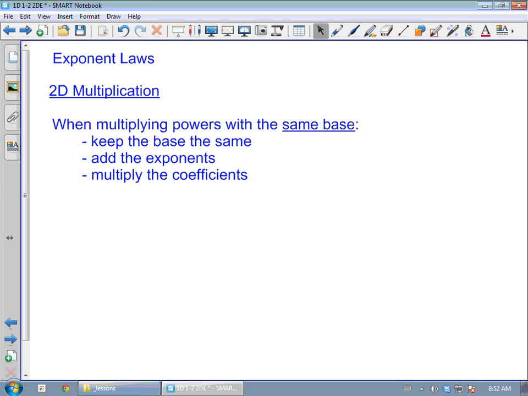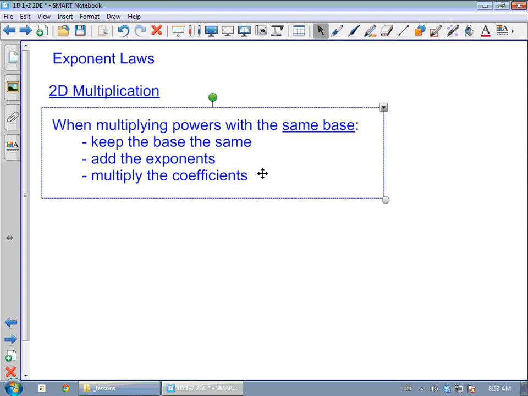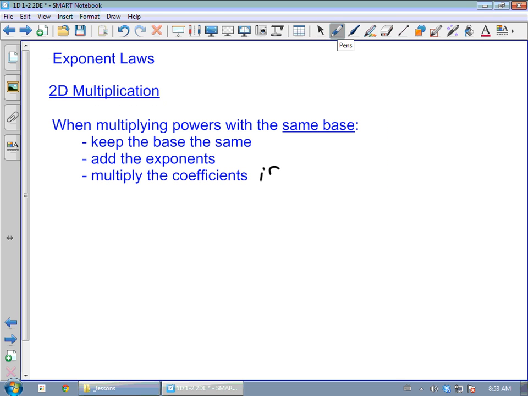So the first law we're going to look at is our law for multiplication. We'll just state the law first, and then we'll look at a few examples to see how it works. When multiplying powers with the same base, here are the steps that we follow. We keep the base the same, we add our exponents together, and we multiply the coefficients together if we have any.